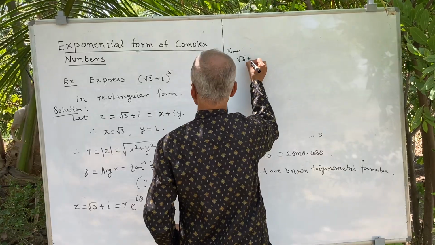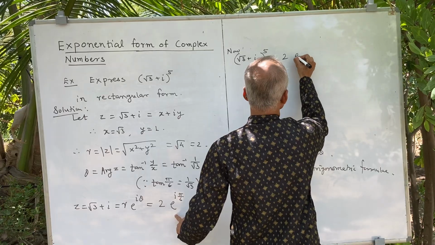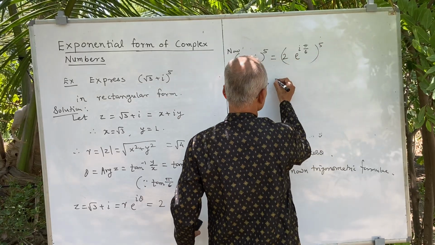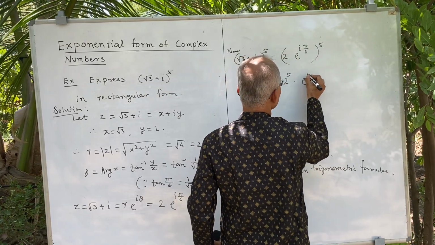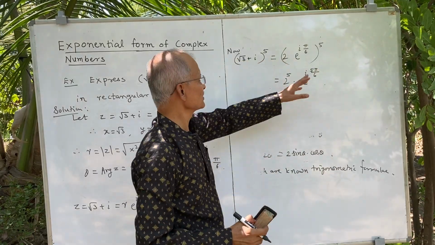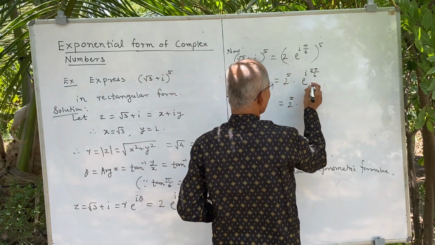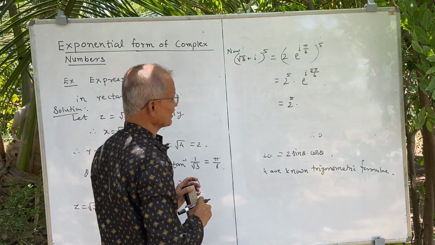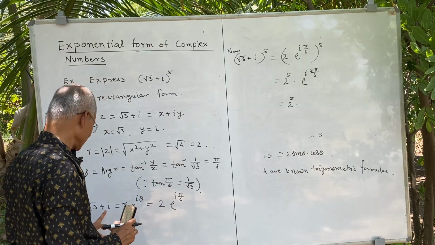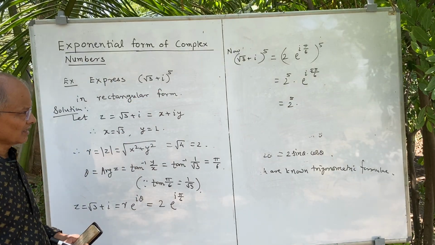Root 3 plus i to the power 5 is equal to 2 into e power i pi by 6, raised to 5, that is 2 raised to 5 into e power i into 5 pi upon 6, taking the power of this exponential function. Again we shall express this as 2 power 5. We will express this power of e in terms of pi by 6, because twice e power i pi by 6 is root 3 plus i, and we finally want to express this in terms of x plus i y.